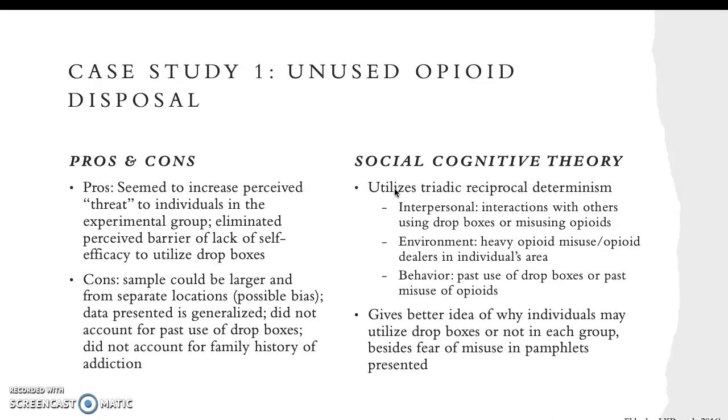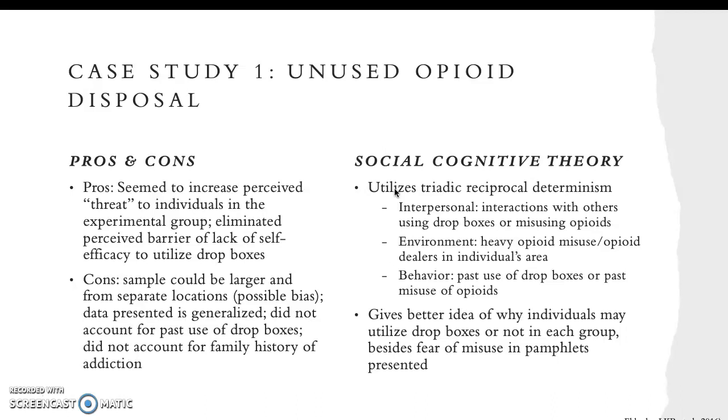And data presented is more generalized in the pamphlets rather than specific to the location of Appalachia, which actually is one of the hotbeds of opioid misuse in the country and could have been utilized more effectively. It did not account for past use of drop boxes, and it didn't account for family history of addiction, which could have influenced the decisions of individuals to either use or not use those drop boxes.